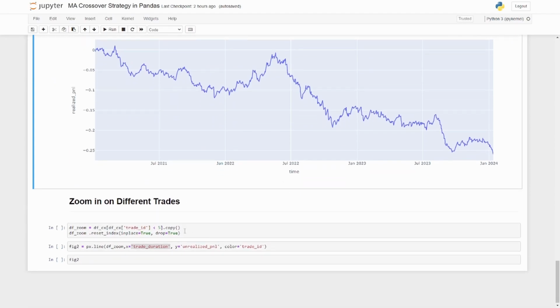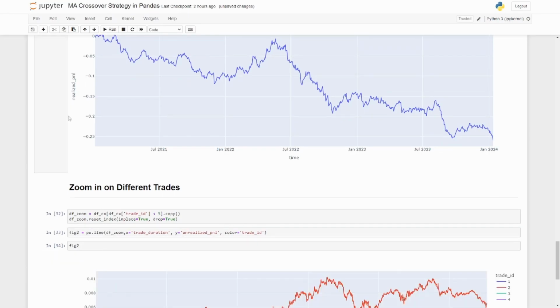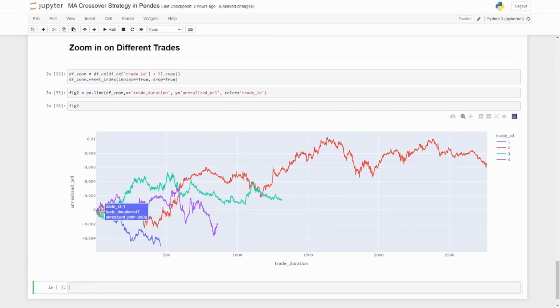Then we can come in here, and this is where we're really going to use that trade duration. So I'm going to create a different data frame now. I'm going to call it zoom. And we're just going to zoom into the first 5 trades. And this should be connected, technically. The reason why the trade duration matters is we're going to use that as our x-axis. And so now if you look at this, you can see that all of our trades start over here on the left.